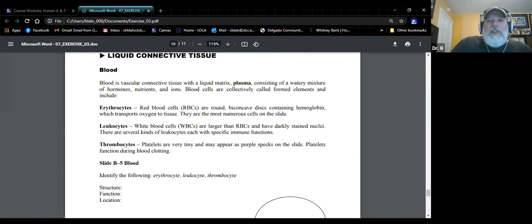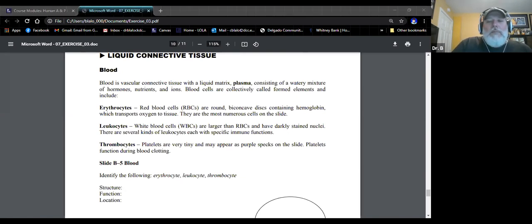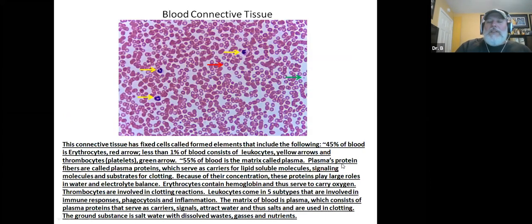So let's take a look at our blood. And again, remember, don't get blood mixed up with reticular connective tissue. I know reticular connective tissue has lots of reticulocytes, which then turn into red blood cells, but it also has reticular fibers that are woven between them. Notice on this, we see no fibers. No fibers in the blood plasma tells us this is blood and not reticular connective tissue.